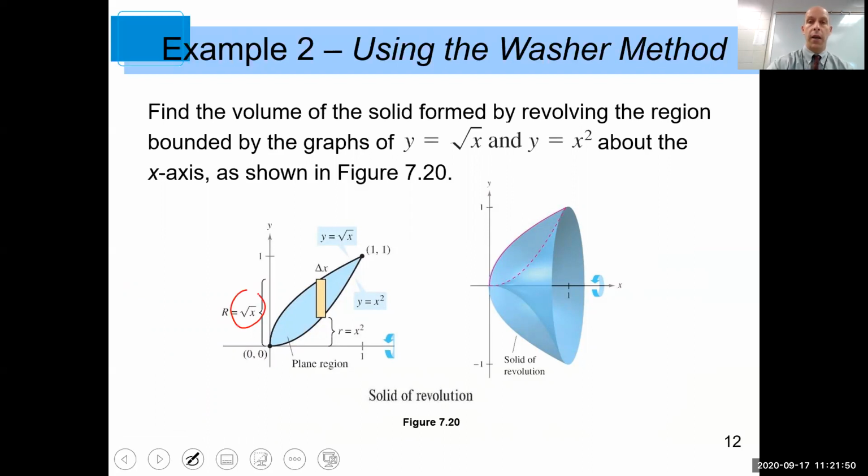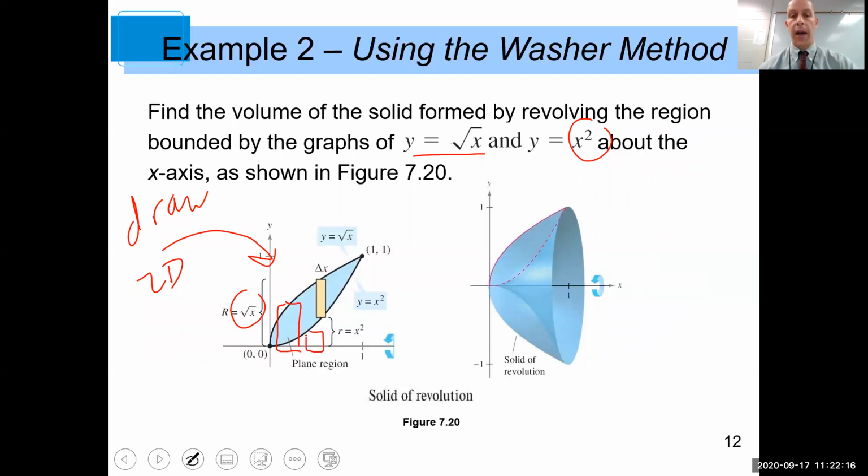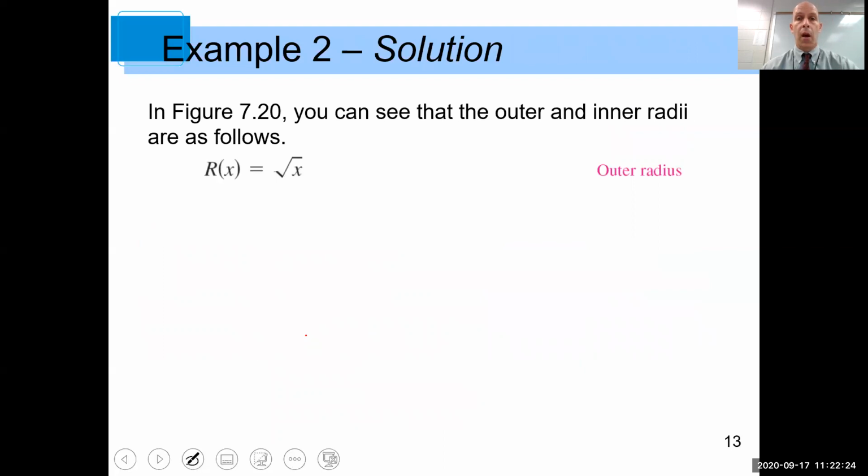Our big R is the square root of x. Our little r is going to be x squared. If you get confused on these, something you might want to do is simply draw that 2D picture to give you some idea of what we're dealing with. It's easier to draw your representative rectangles. Sometimes you'll see me in class draw my big R from the top function to the bottom function, and then my little r is from the x-axis to the lower function. I do top minus bottom when we're talking about the x-axis.